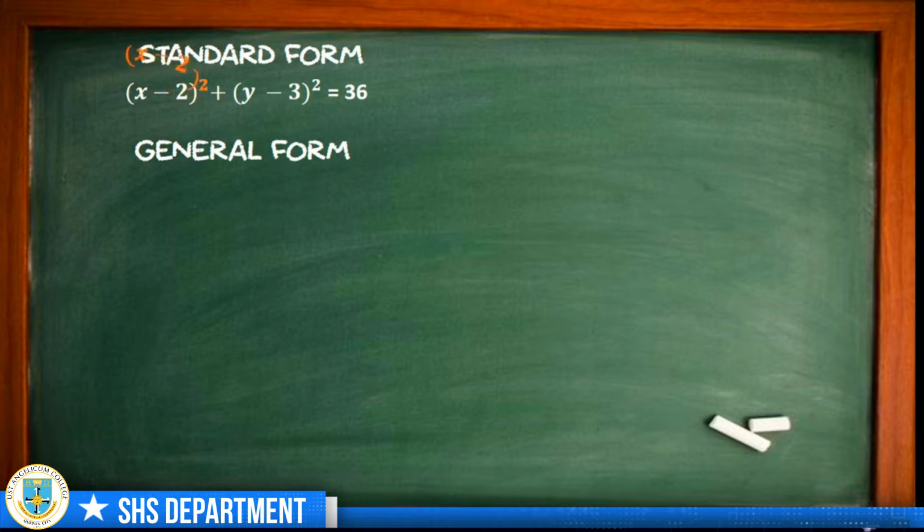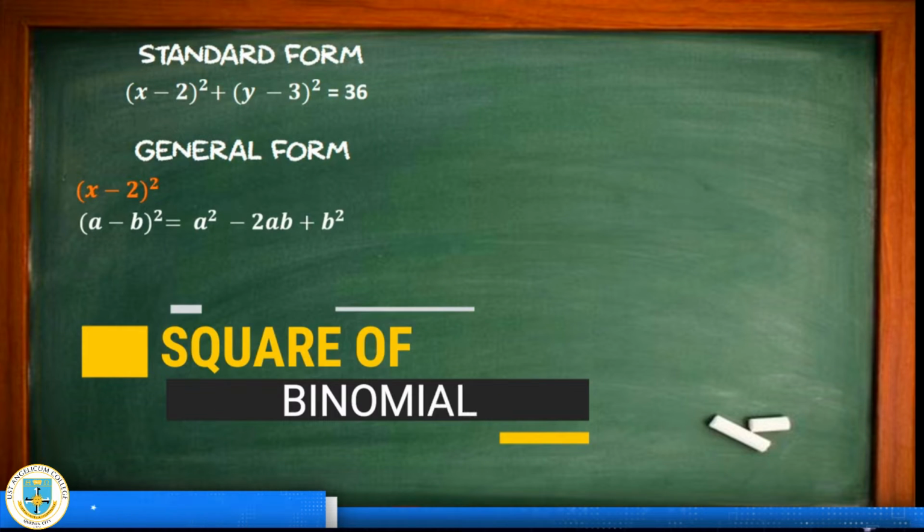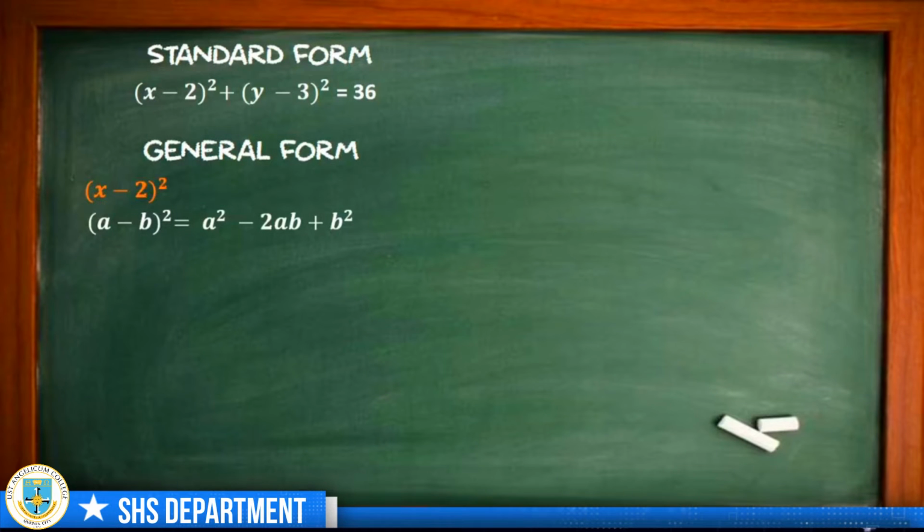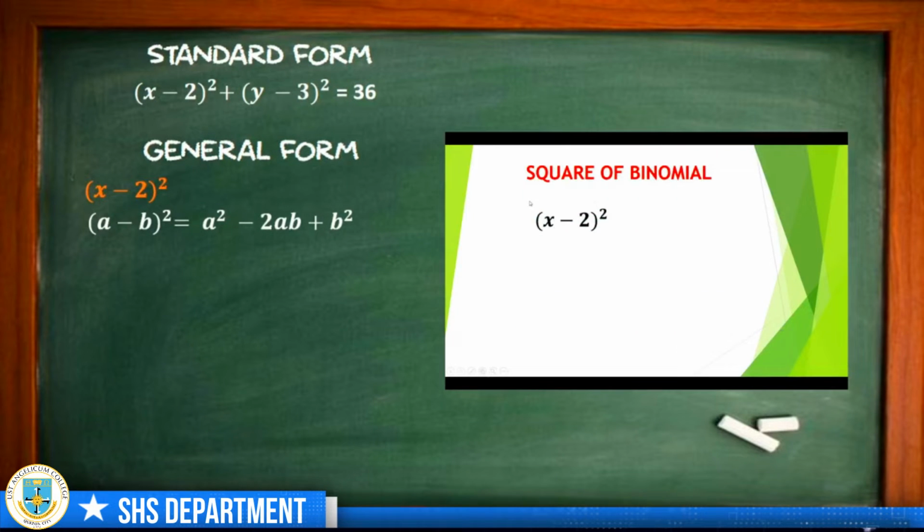So first step is we need to expand the quantity of x minus 2 squared. How? So recall your lesson in the square of a binomial. So we have the quantity of a minus b squared. So that will give us a squared minus 2ab plus b squared. So applying this concept, we square the first term, that is x squared. Then we square the second term, so that is positive 4.